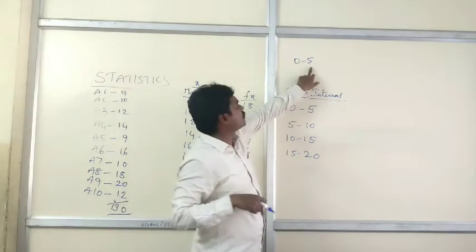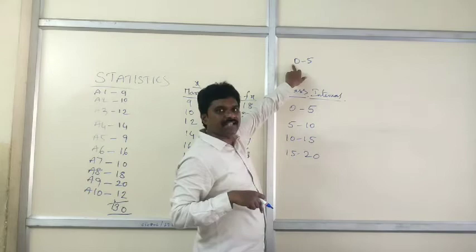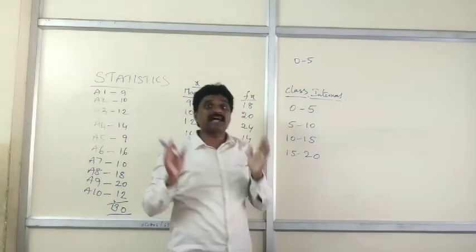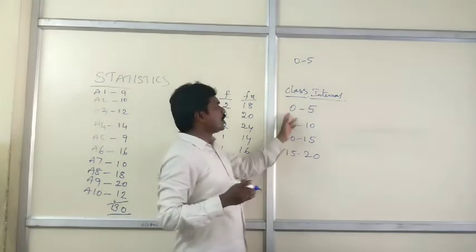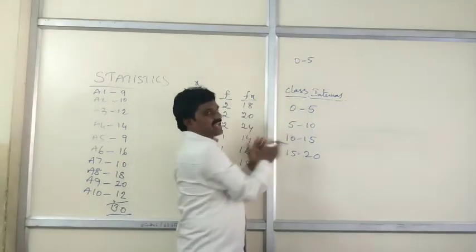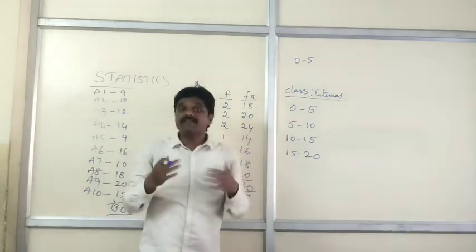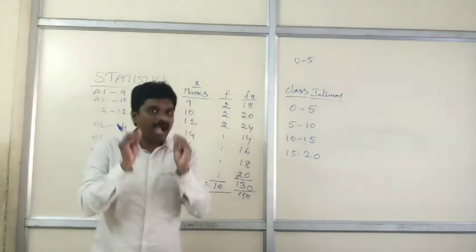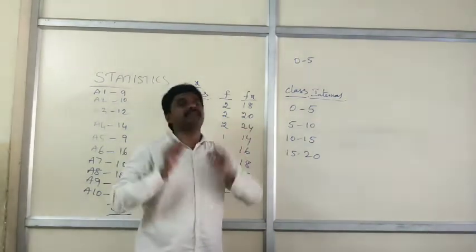0 to 5: the 0 is called the lower limit of the class and the 5 is called the upper limit of the class, or lower boundary and upper boundary. So this is a class that I have arranged.